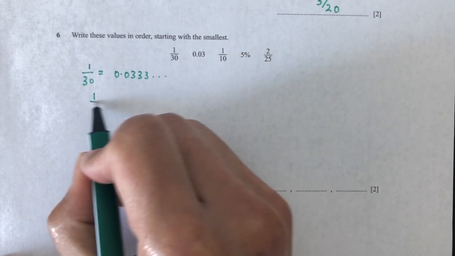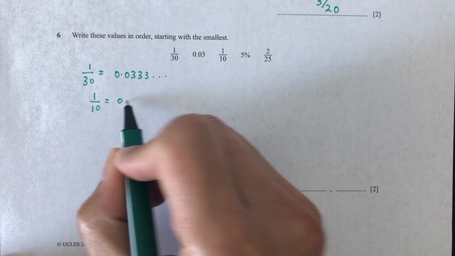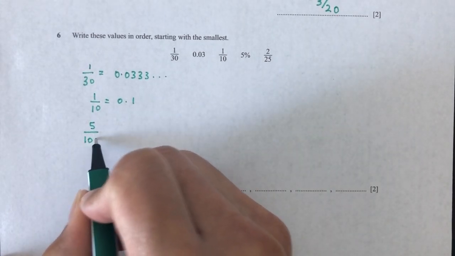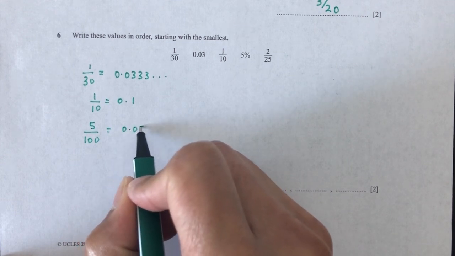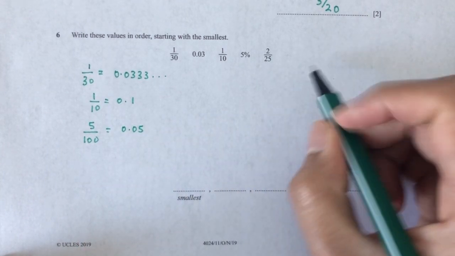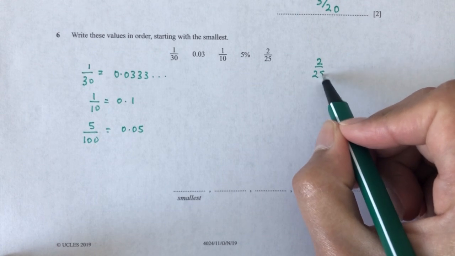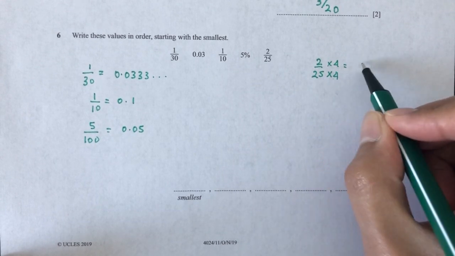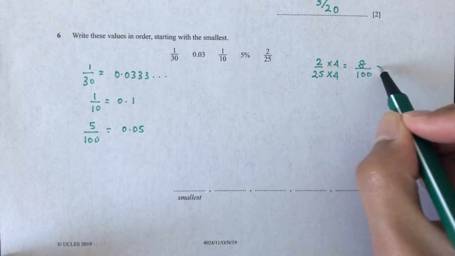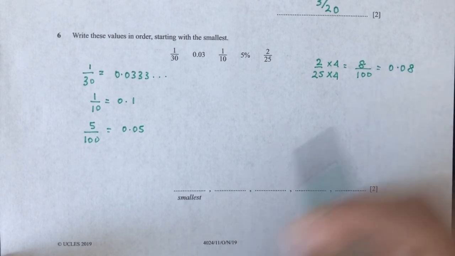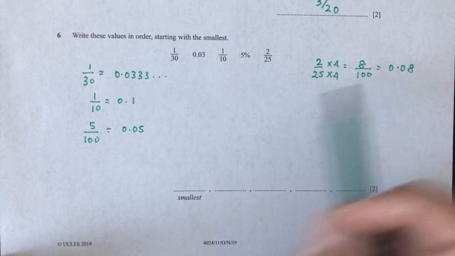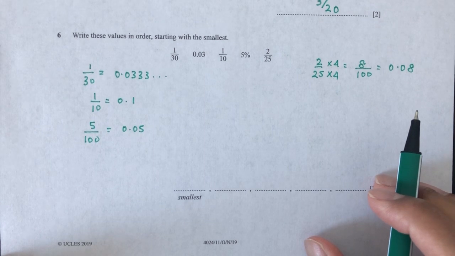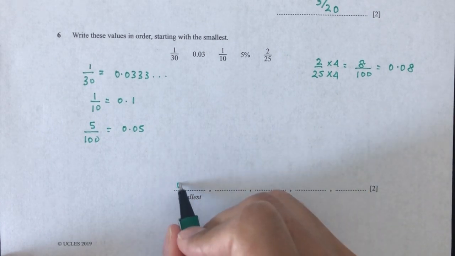1 over 10 will become 0.1. 5%, which is 5 over 100, will become 0.05. And the last one, which is 2 over 25, we have to times 4. Times 4, it will be 8 over 100, which is 0.08. Okay, so which one of these numbers is the smallest? Smallest will be 0.03. Yeah, I agree, so 0.03.